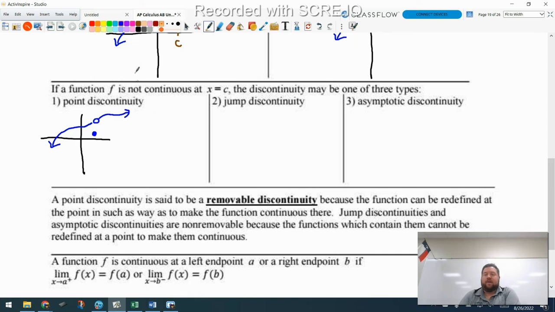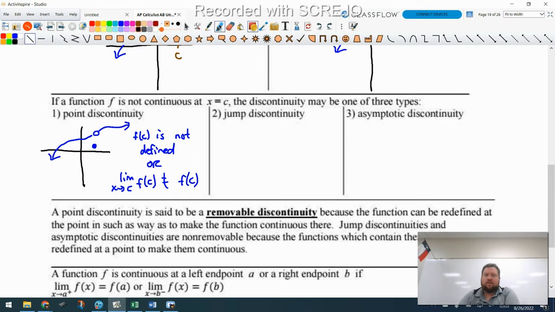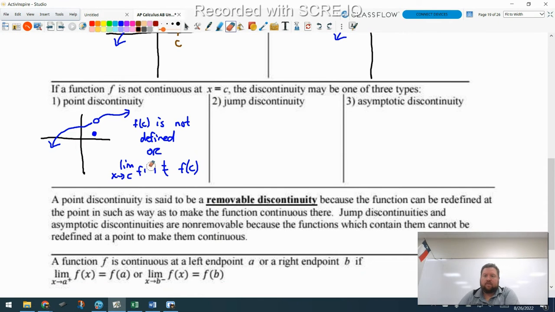Okay, so it could be like that, or it could be like this. From the definition, this could be one of 2 things. It could be f of c is not defined, or it could be the third one, that the limit as x approaches c of f of x does not equal f of c. Sorry, I wrote f of c in there. I meant to write f of x. Let me erase that right there. All right, limit as x approaches c of f of x does not equal f of c. So it's going to be one of those two options there.